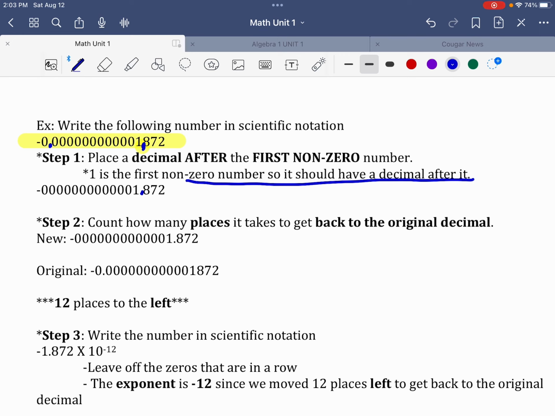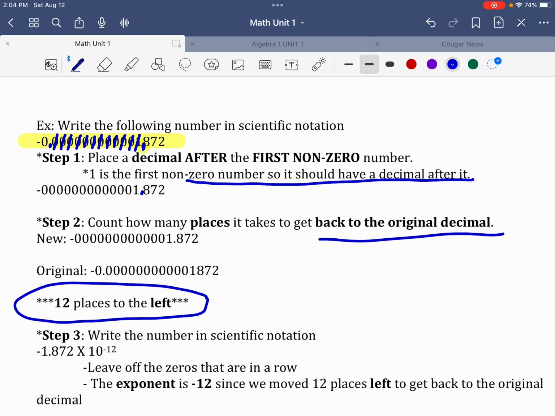All right, and it says count how many places it takes to get back to the original decimal. Well, how many places did you have to move it? I'm going to go up here to this one and count because it still has the decimal, and these for some reason are missing it. So I went from here all the way to here. I'm going to count 1, 2, 3, 4, 5, 6, 7, 8, 9, 10, 11, 12. I moved it 12 places to the left to make my number between 1 and 10.